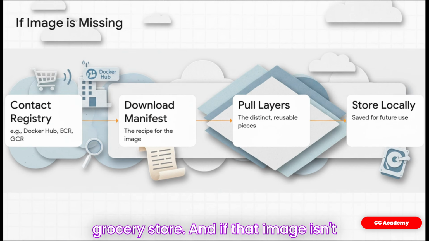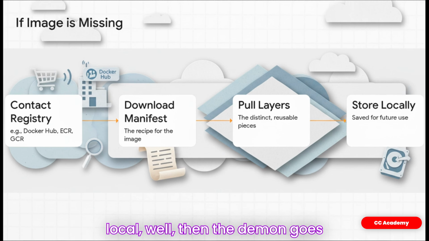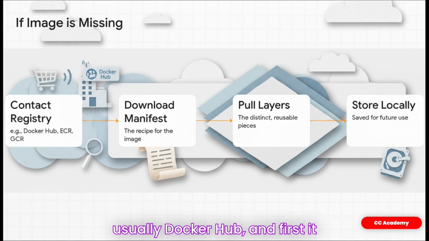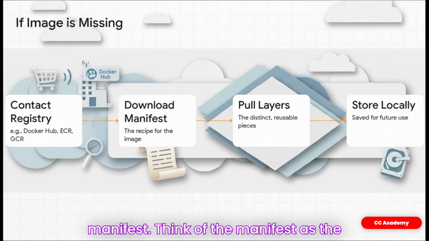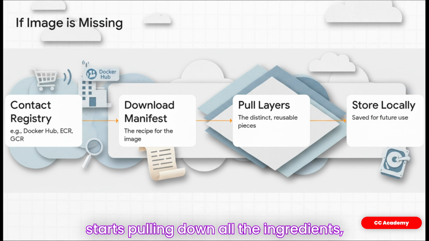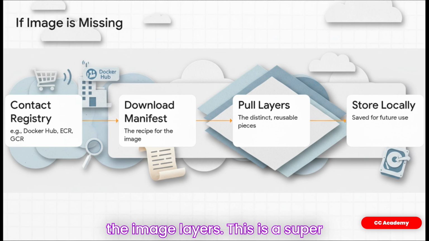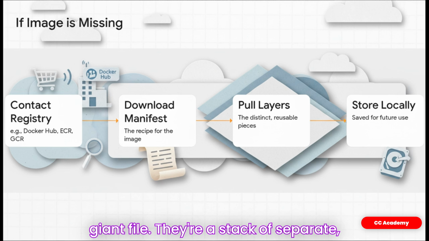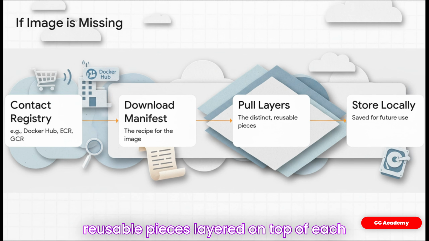And if that image isn't local, well, then the daemon goes shopping. It reaches out to a registry, usually Docker Hub, and first it downloads something called the image manifest. Think of the manifest as the recipe. Then it follows that recipe and starts pulling down all the ingredients, the image layers. This is a super important concept. Images aren't one giant file. They're a stack of separate, reusable pieces layered on top of each other.